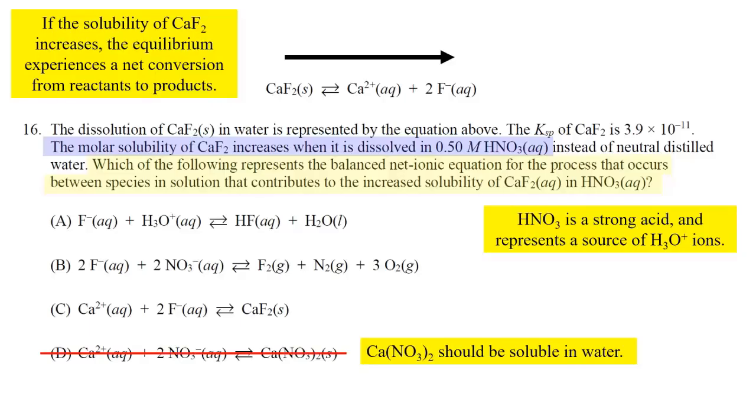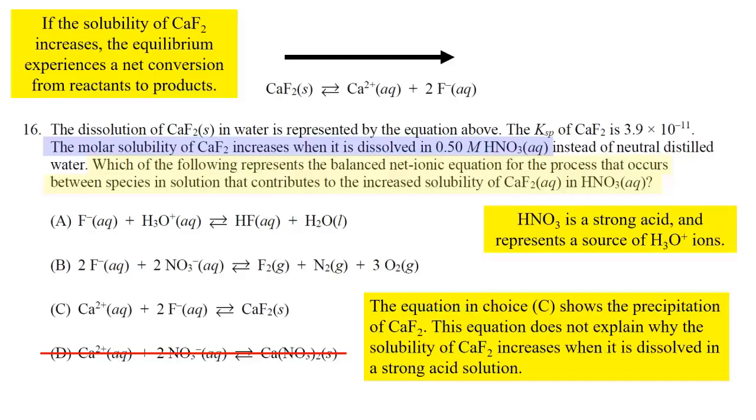Now, moving on to choice C. What it shows is basically the reverse of the dissolution of calcium fluoride. So the equation in choice C actually shows the precipitation of solid calcium fluoride. And this equation does not explain why the solubility of calcium fluoride actually increases when it is dissolved in a strong acid solution. So now we're down to either choices A or B.